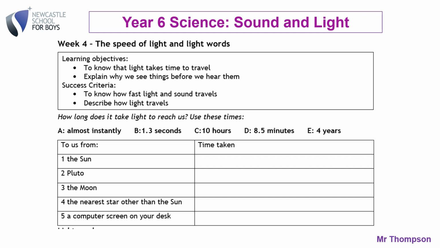So your first task, you should be on this page here. Your first little task for you to do, you can pause this video, try and do it yourself, and then on the next screen, it will show you the answers. You've got to match up A, B, C, D, E, the times it takes for light to get to us from the sun, Pluto, moon, the nearest star than the sun, and a computer screen on your desk. Have a pause, see if you can do it yourself before you look at the answers.